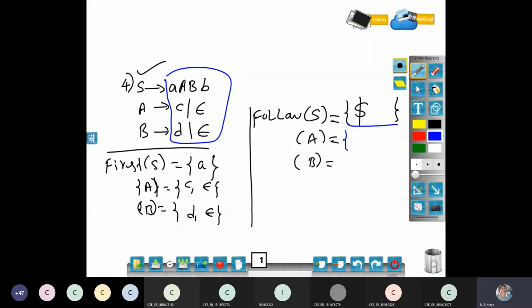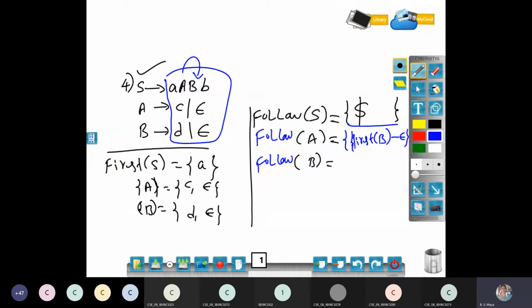Let me come to the follow set of A. Check in the box. What is in the follow set of A? A is there? Yes, A is there. What is there in front of A? B is there. Non-terminal B, ma'am. Yes, you have to add the first set of B except epsilon. You should add this rule.